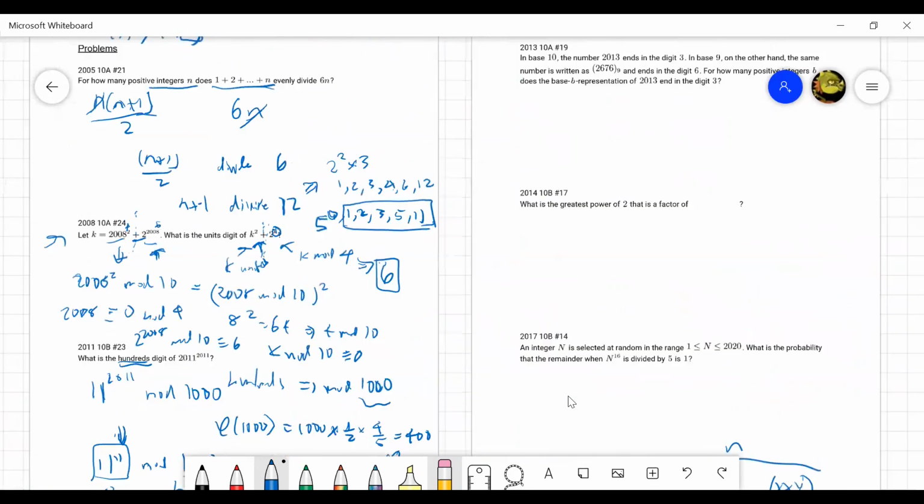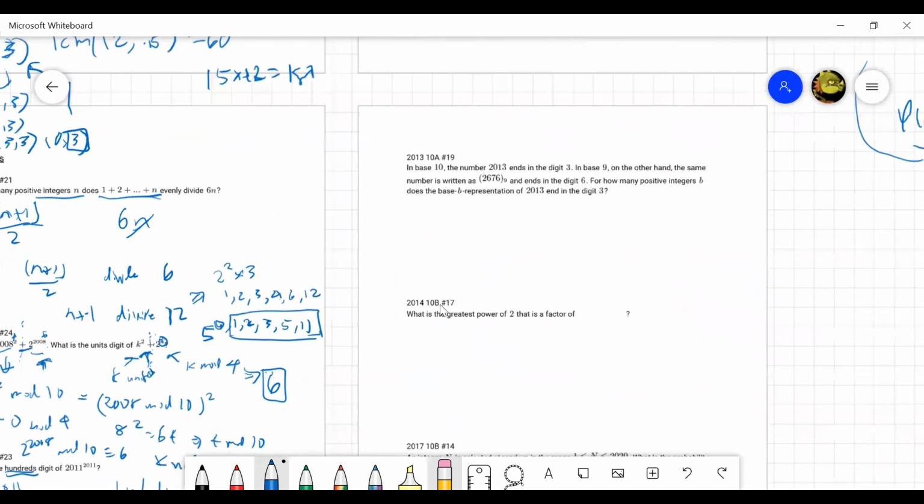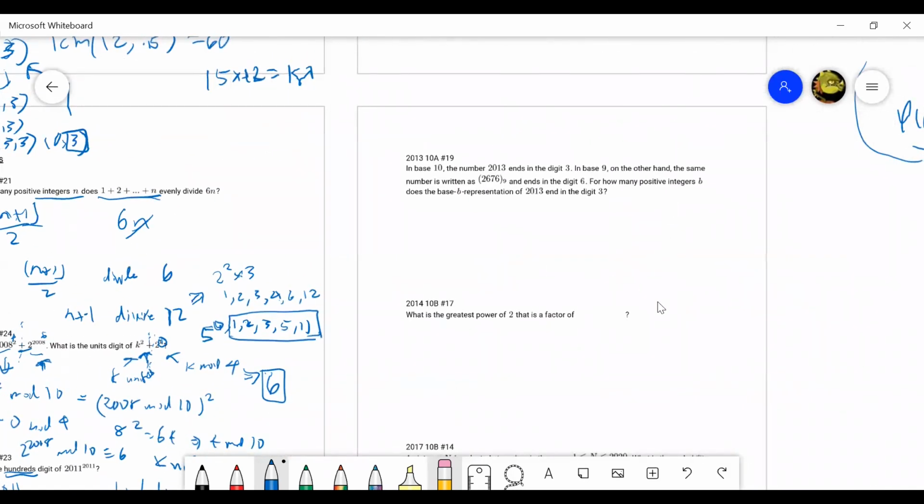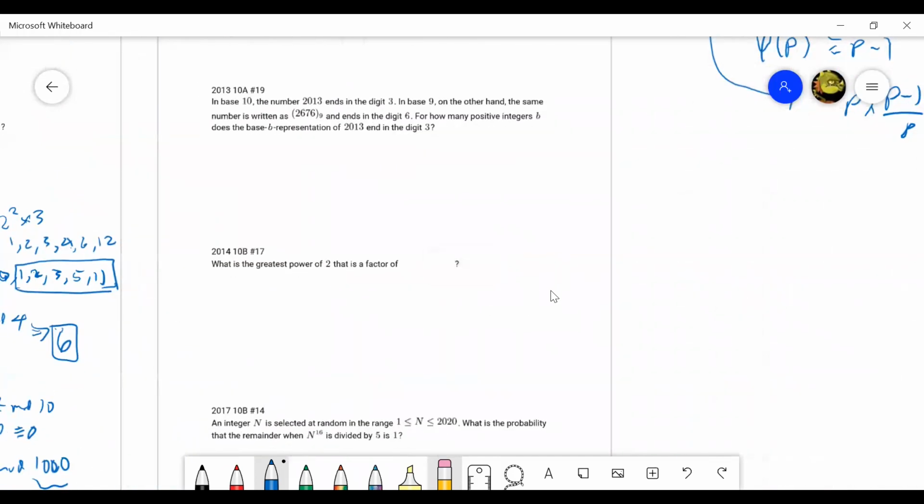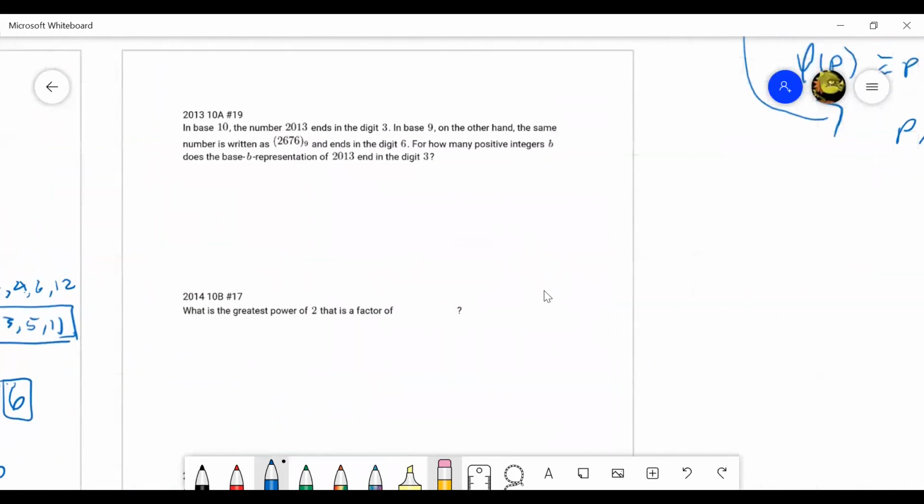All right, so next we go to this one. This is the base problem, and I hope it shows how you can approach most base problems. I don't know how good of an example it is of that, but essentially in base 10, the number 2013 ends in digit 3. In base 9, it ends in 6. How many positive integers b are there such that 2013 ends in digit 3 in base b?